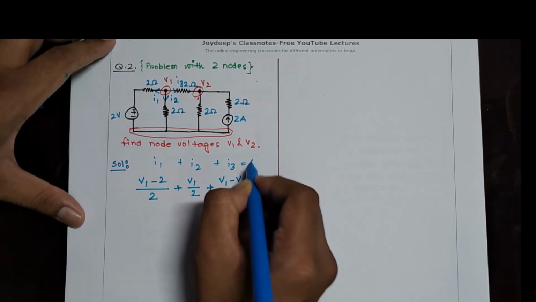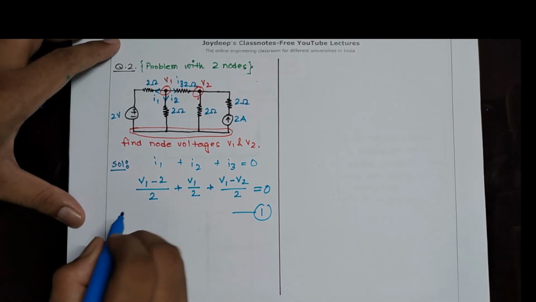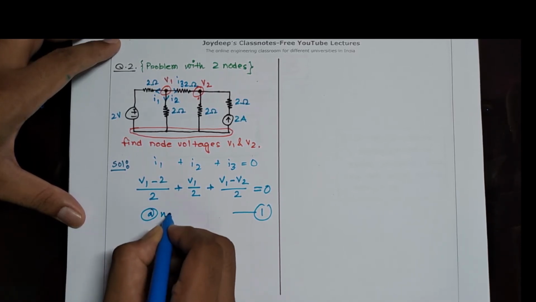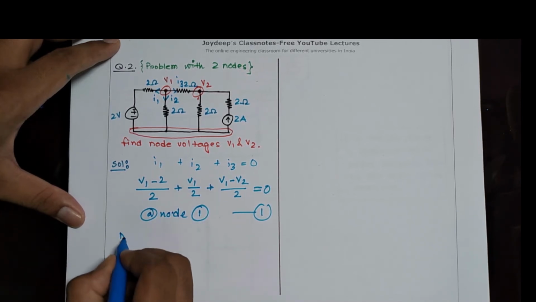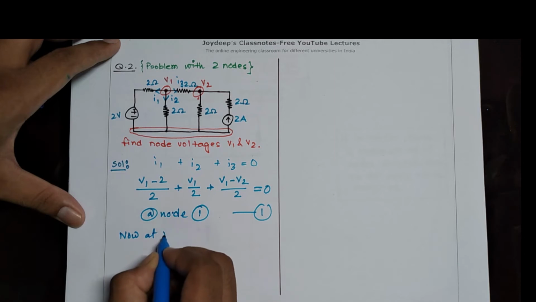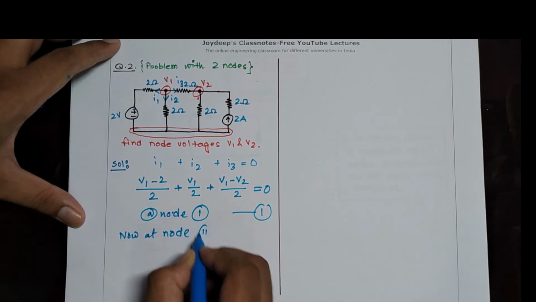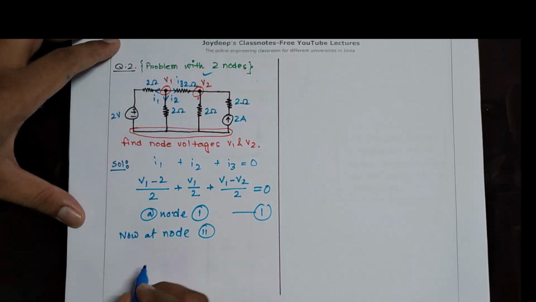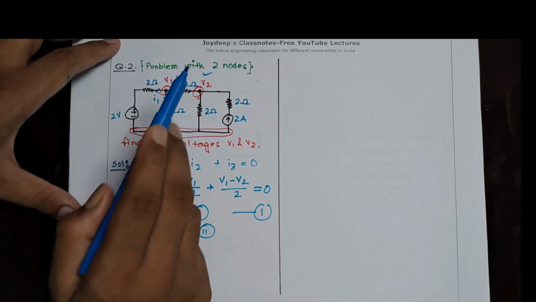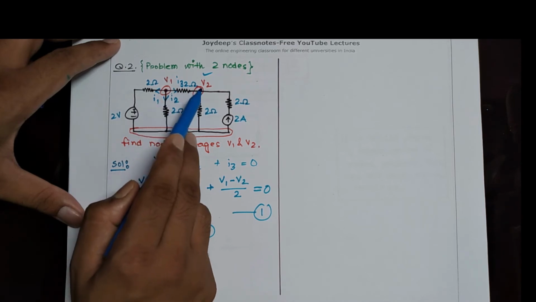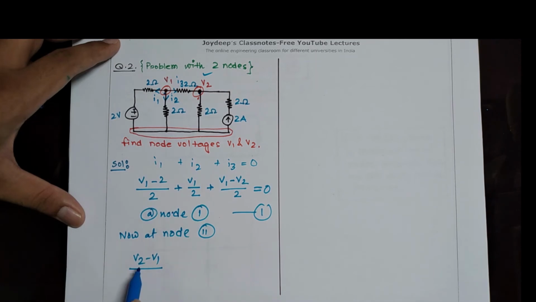If you sum that all up, that will be your 0. That's at node 1. Now at node 2, that means this node. So v2 minus v1, while we are considering node 2, then for this branch we will assume that this potential is higher, this potential is lower. So that is why we have assumed v2 minus v1.